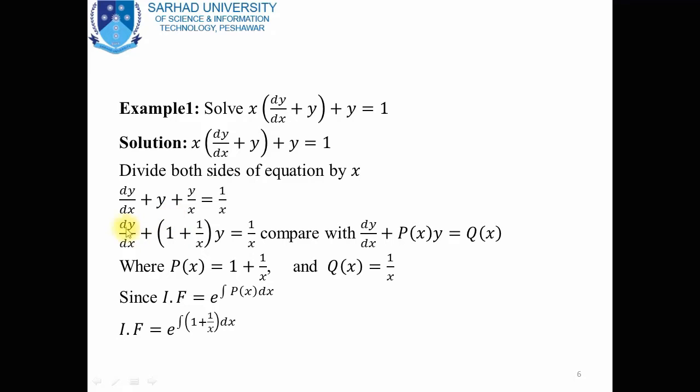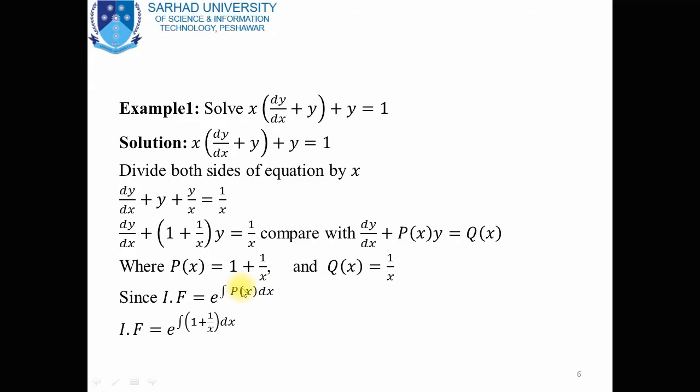and this equation can be written as dy/dx + (1/x)·y = 1/x, taking y common from these two terms. Comparing this equation to the standard form of the first order linear differential equation dy/dx + p(x)·y = q(x), in this equation this is the p function and this is the q function. Now first of all, find the integral factor. The integral factor formula is e^(∫p dx).